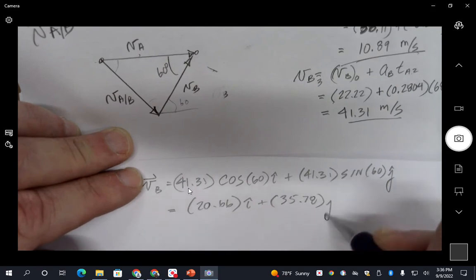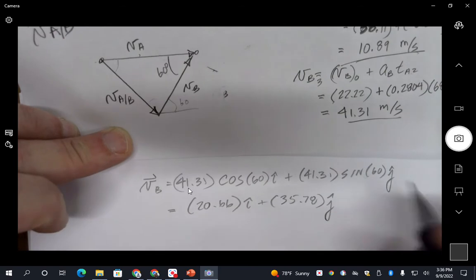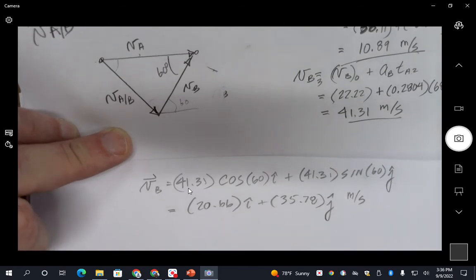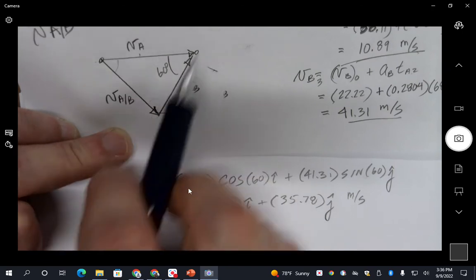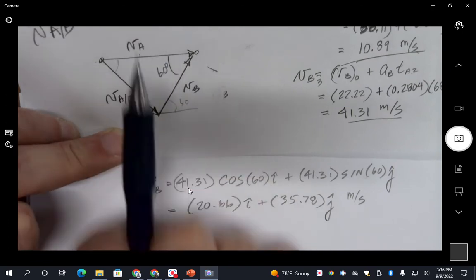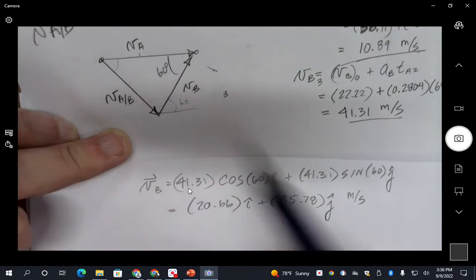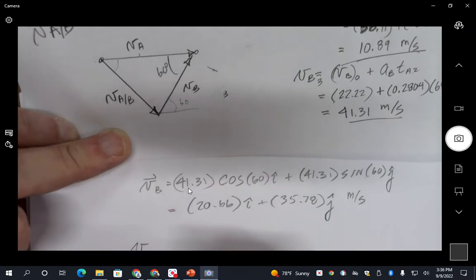35.78 J. These are meters per second. How is there a J velocity? B's going up. It's B, right? So A doesn't have a J velocity, right? And that's why it was just V for a second.